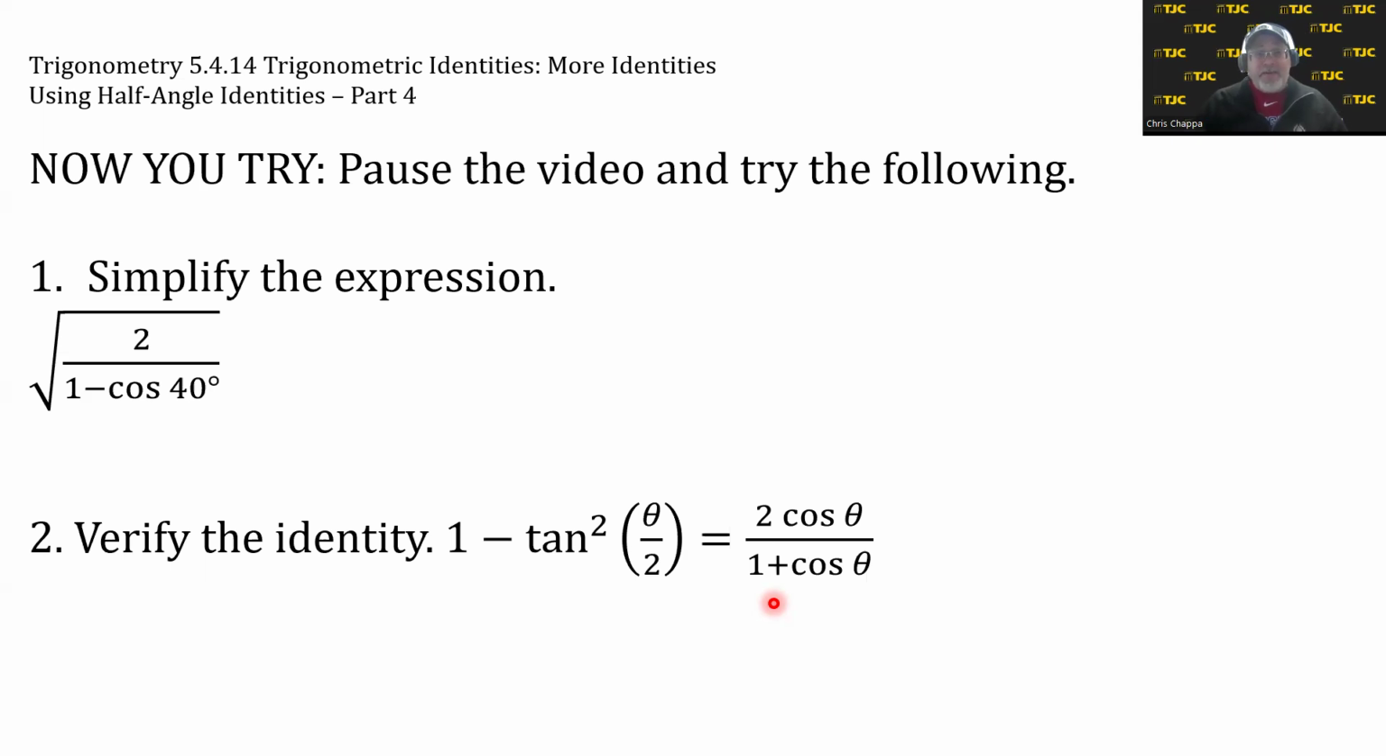You can try to simplify the expression if you want, but really focus on verifying the identity. 1 minus tangent squared of theta over 2 equals 2 cosine theta over 1 plus cosine theta. Pause the video, give it a try. Give them both a try if you like, but this is the same problem from the end of the previous video.